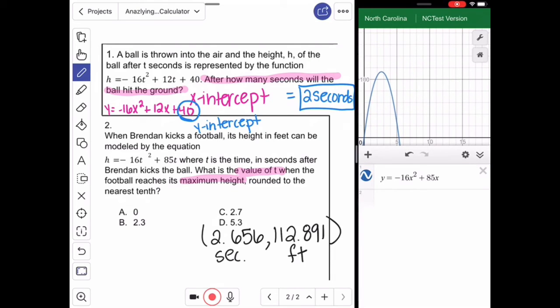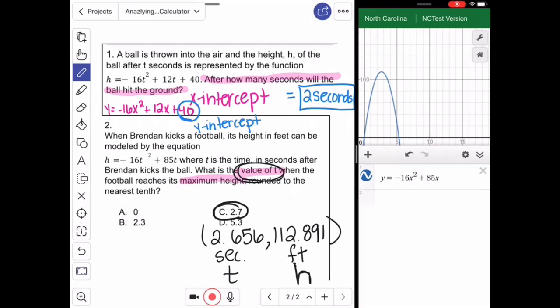So it asked us, what was the value of t? We're looking for the value of t. Remember, the value of t is the time when it reached the maximum height. So it's not asking me for the actual maximum height. It's asking me for the time it took to get there, which would round to 2.7.